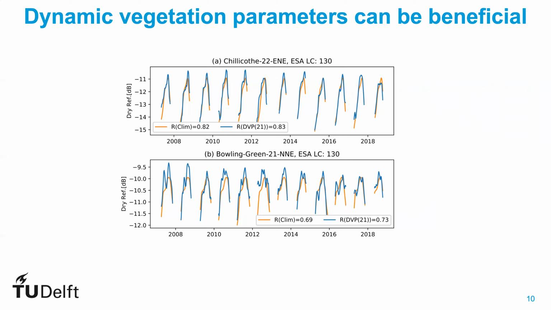it to 0.83. In the lower plot, though, you can see that there is a downward trend in the maximum value of the dry reference. This is not accounted for in the climatological values, and so including dynamic vegetation parameters increases the Pearson correlation coefficient from 0.69 to 0.73.